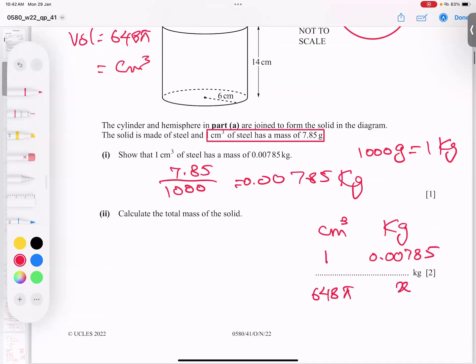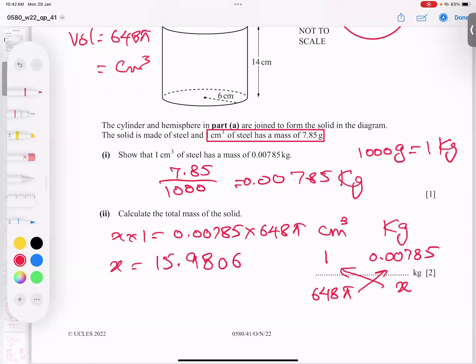648 pi. And here x, and cross multiply. So x multiplied with 1, and 0.00785 multiplied with 648 pi. And this is going to be my answer. Hold on. Let me type it in the calculator, and inshallah you will understand. My answer is coming 15.9806.